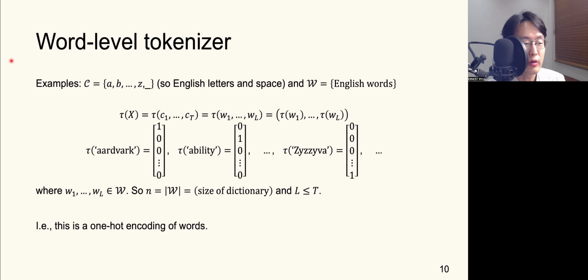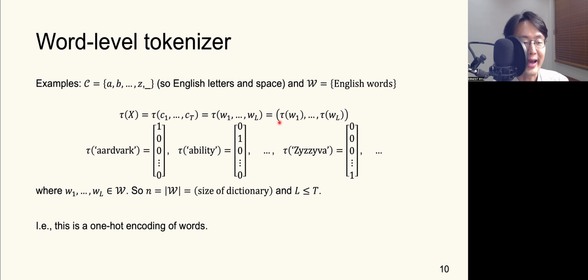Another option is to consider a word level tokenizer. For the sake of simplicity, let's say the character set is just the lowercase English letters and the space, so no other punctuation marks. Let's define W to be the set of words given by the English dictionary, and let's assume that within our text there are never any misspelled words. The tokenizer takes in a sequence of characters, but we can reinterpret that as a sequence of words separated by spaces.